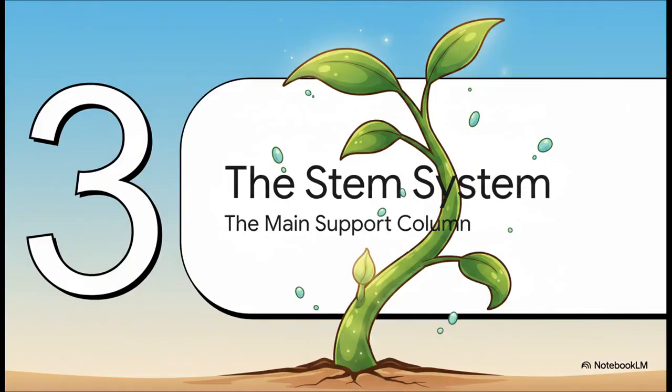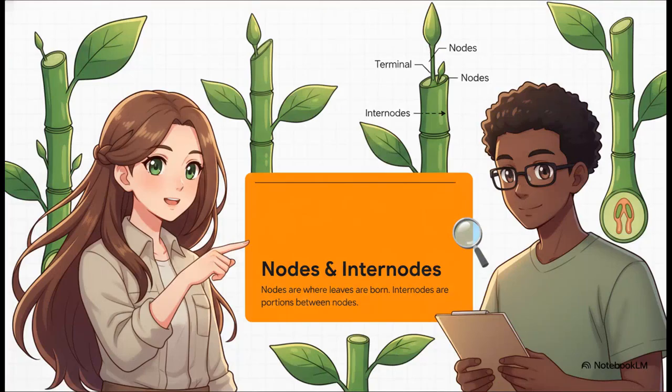Section 3. The stem system. Breaking through the surface, our architectural tour heads up the main support column, which develops from the plumule of the embryo. Now, you might be wondering, how do we scientifically distinguish a stem from a root? Well, it's pretty simple. The stem is explicitly defined by this alternating pattern of nodes and internodes. Nodes are the exact spots where leaves pop out, and internodes, that's just the empty space between them.